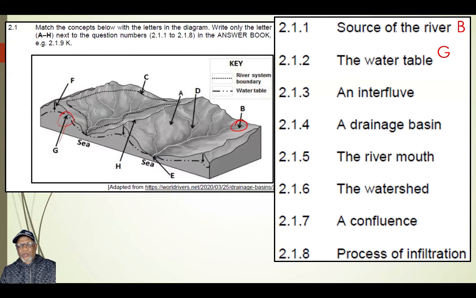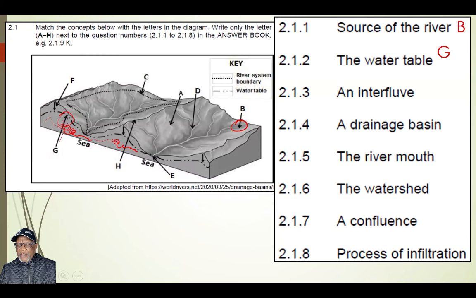Let's start first with source. Source of the river is where the river originates. Water table is the top surface of groundwater, which means here we have water under the ground. What do you call the water under the ground? We call it groundwater. And then what is this upper limit of this water under the ground? We call it water table.